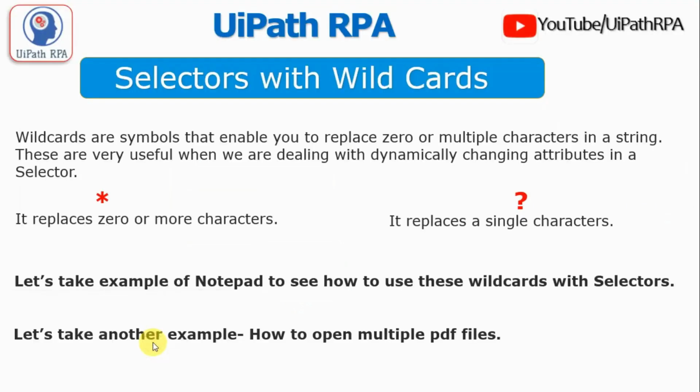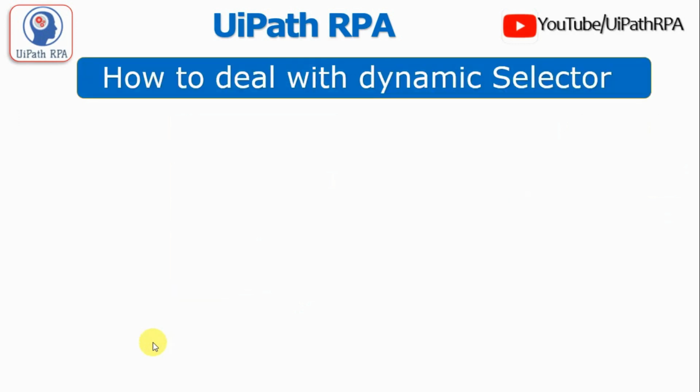So we learned how to use wildcards with selectors. Now we will learn how to deal with dynamic selectors. So let's take one example.